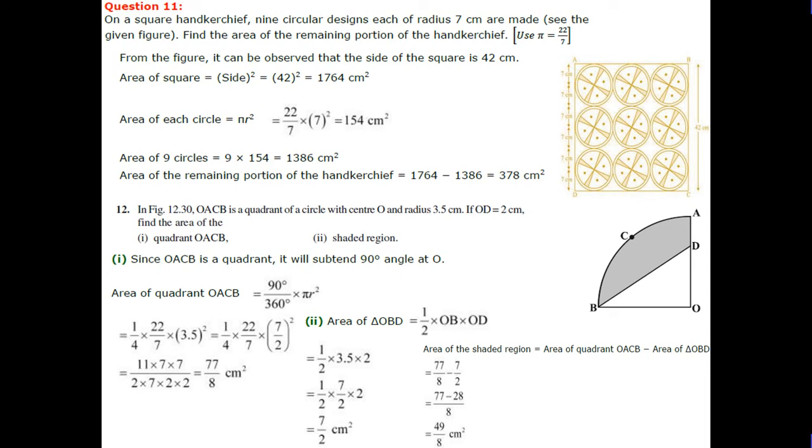The area is 1764 centimeter square. Area of each circle is equal to pi r square. Radius 7, that is 154 centimeter square. Area of 9 circles, 9 into 154, is 1386 centimeter square. Area of remaining portion of the handkerchief is equal to 1764 minus 1386, equal to 378 centimeter square.